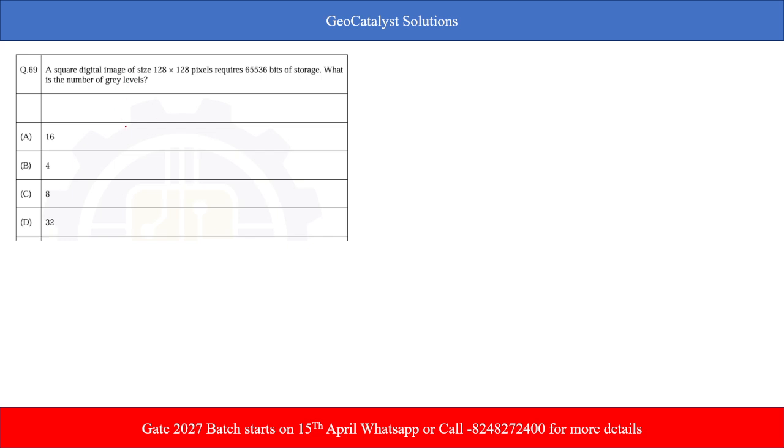Now coming to question number 69. So the total number of pixels is 128 into 128. So 128 into 128 is the total number of pixels. Required bits of storage is 65,536. Okay. So when we divide this, we will get 4.